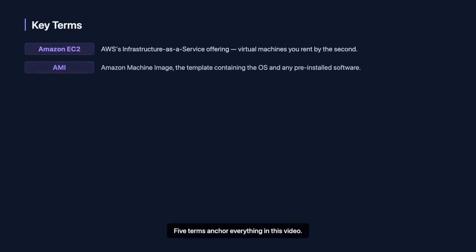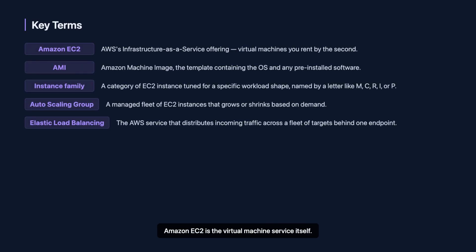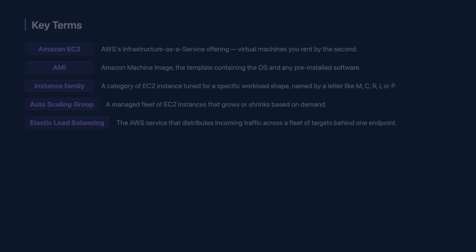5 terms anchor everything in this video. Amazon EC2 is the virtual machine service itself. An AMI, short for Amazon Machine Image, is the template you launch from. An instance family is a category of EC2 tuned for a specific workload shape, named by a letter. An auto-scaling group is a managed fleet of those instances, and elastic load balancing is what puts a single front door in front of that fleet. Keep these in your head. We'll touch each of them.